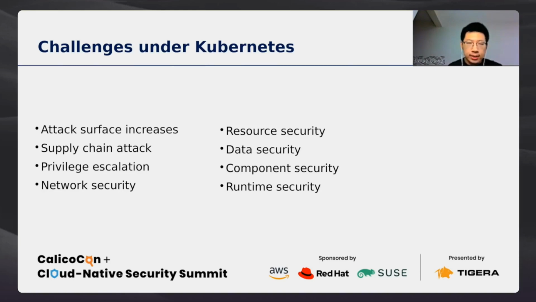The next one is data security. Kubernetes provides ConfigMap and Secret to store data, but ConfigMap is stored in plain text, and Secret is only encoded in base64 form. The data in etcd is also stored in plain text, which may lead to leakage of the etcd connection string and data leakage in the Kubernetes cluster.